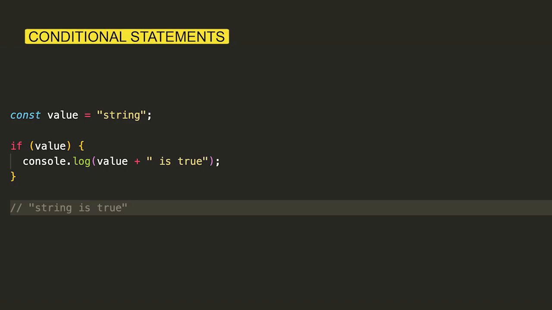True or false. When we use a conditional operator, it's helpful to know what values are considered truth or false. A string is considered true. An array, even if its length is 0, is considered true. An object is also considered true. And a function is also considered true.